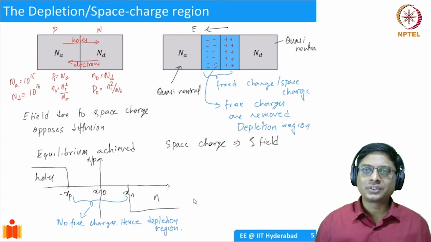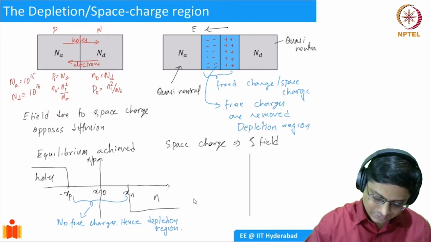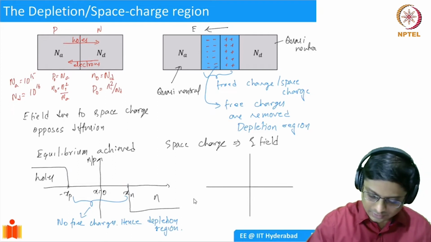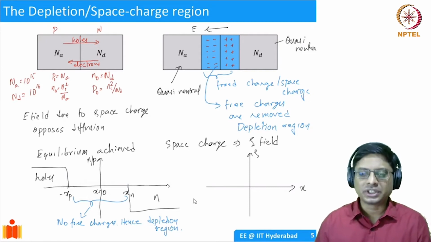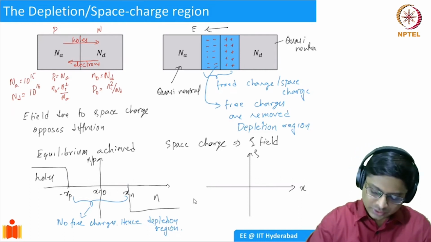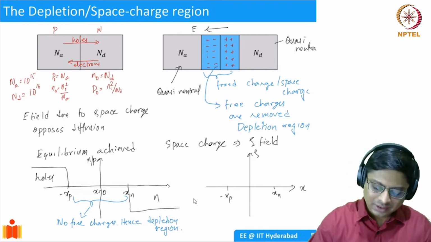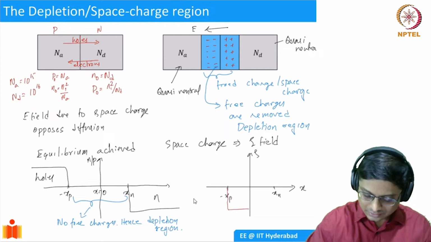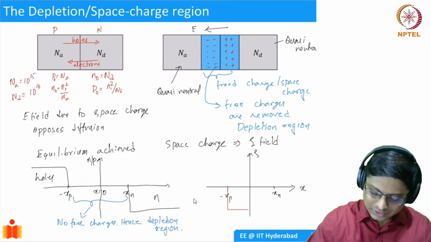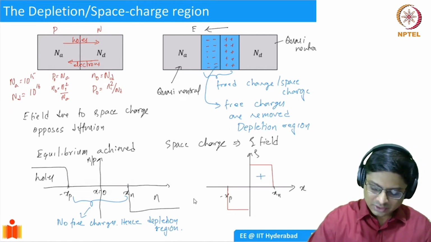Now I also want to plot how the space charge looks, because that has a lot of implications for us. To do that, I'll take axes and plot x versus rho. I'll just give a common name, rho, essentially the space charge density. How would it look? Take a moment and think about it. So this is xn, and this is minus xp, and 0 is the junction. I will have acceptor ions on the p side, and donor ions on the n side. So this is going to be my positive charge, and this is going to be my negative charge.